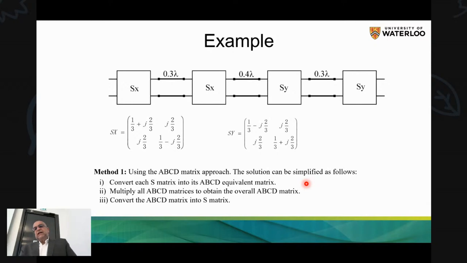Of course, when you have a cascade of networks, that's easy. All you have to do is the simplest way. If you have the S parameters of each network, you can get the ABCD of each network, convert the S to ABCD using that popular table, and get all the ABCD matrices multiplied by each other. You get the overall ABCD, and then you convert it to an S matrix, you get the overall S matrix. Okay.